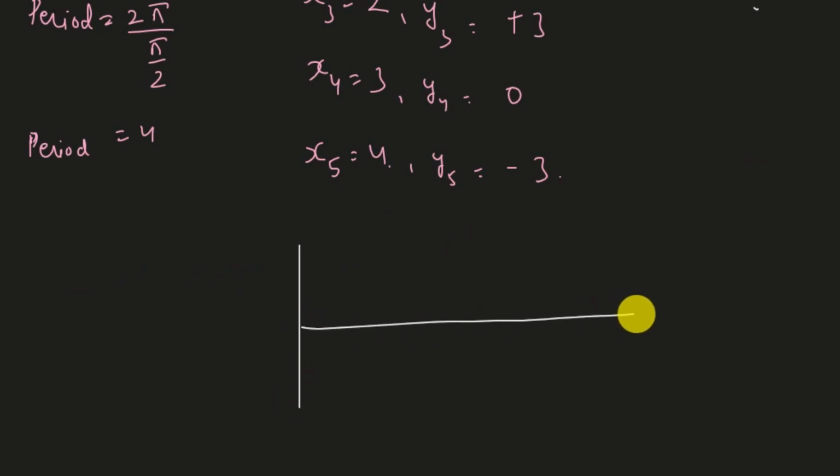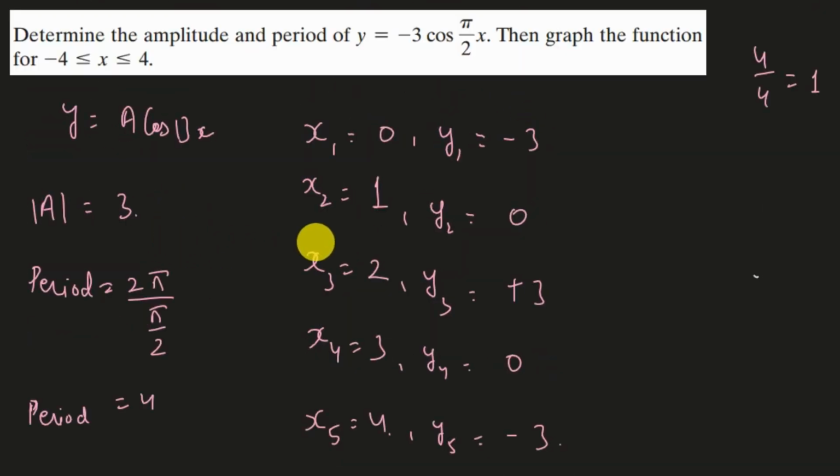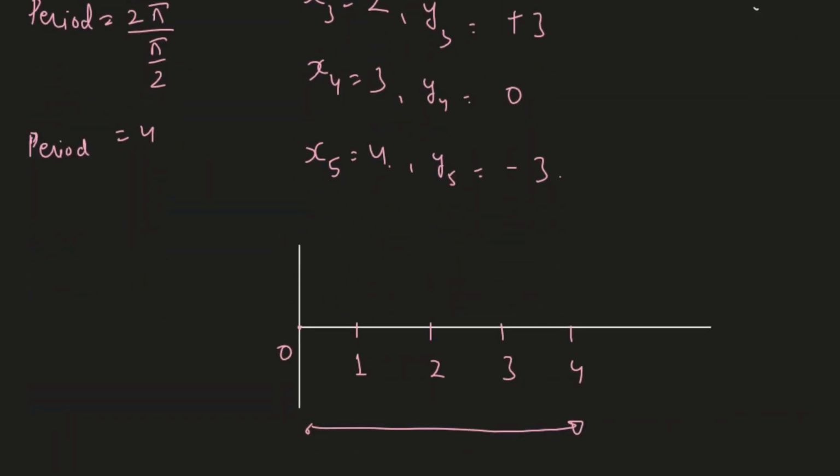This is the x-axis. Here I can take that this is 1, 2, 3, 4. This would be the period 0 to 4. And these are the 5 key points. Now in the y-axis we have to go up to 3, because amplitude is 3 here. So 3 in the positive y and minus 3 in the negative y. This is minus 3, plus 3 I can take, and this is minus 3, right?